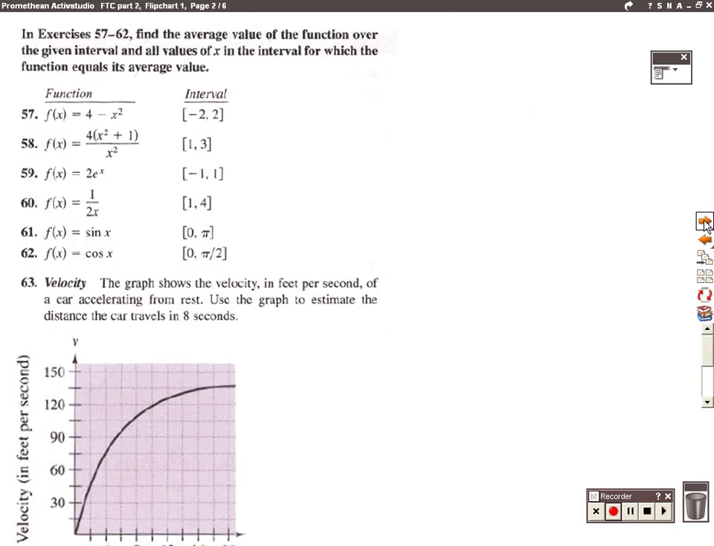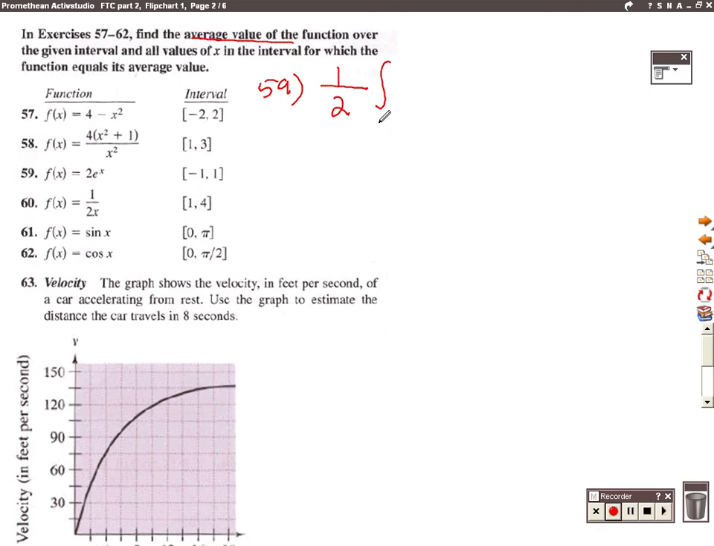All right, let's go on to some of the homework questions. I'm not sure. Let's take a look at number 59. Every single one of these was average value. So in number 59, setting it up for you would be 1 over b minus a. So that would be 1 minus negative 1, which would be 2.